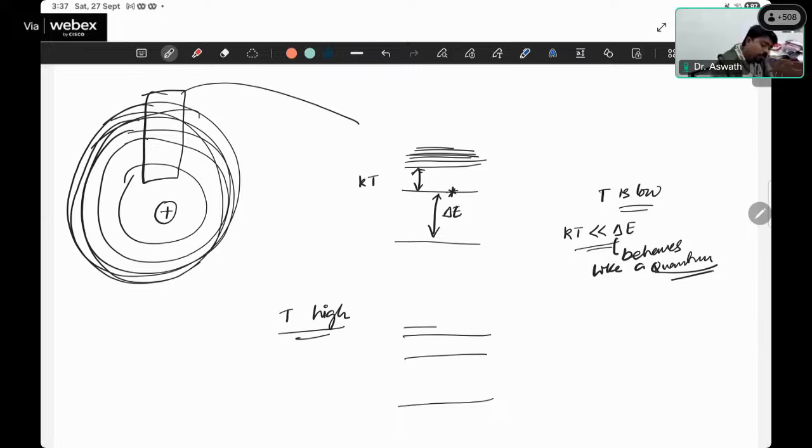Okay, now let me draw those cases. Now the electron is pushed to the higher levels. This time the thermal energy is very large, so the energy separation between the next levels is much smaller. So delta E is much smaller than kT. What happens? The electrons are pushed to the higher orders, so there is no discreteness anymore.